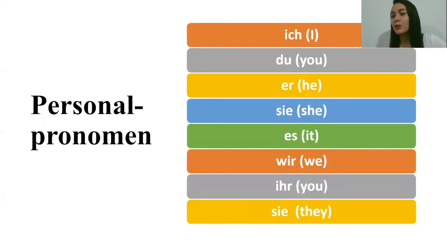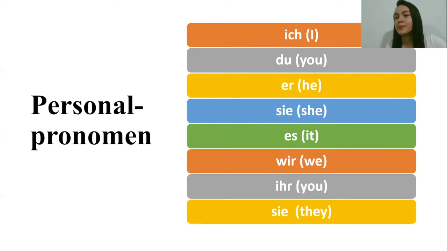The first step that we need to do is to get to know the German personal pronouns because in order to conjugate, we need to know them because we always conjugate fitting to the personal pronoun. Like in English, I am, you are, he, she, it is. They're always connected. So let's look at the German personal pronouns. We will read together.